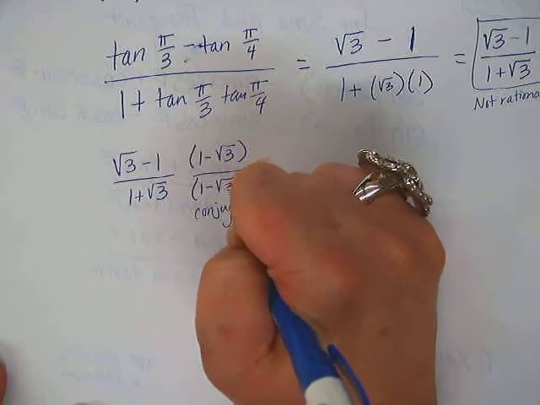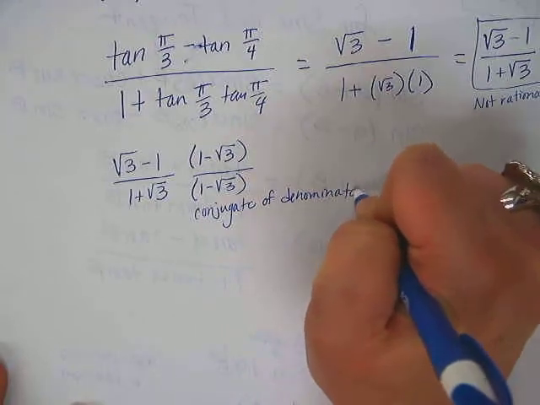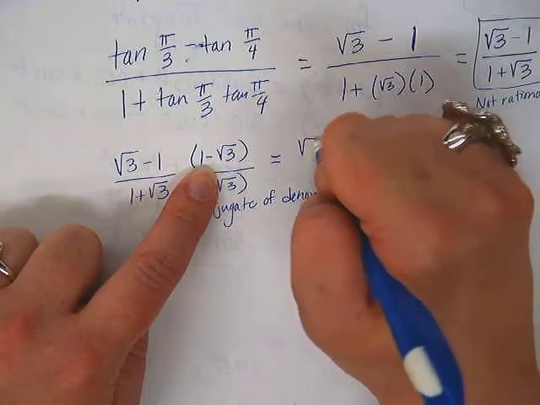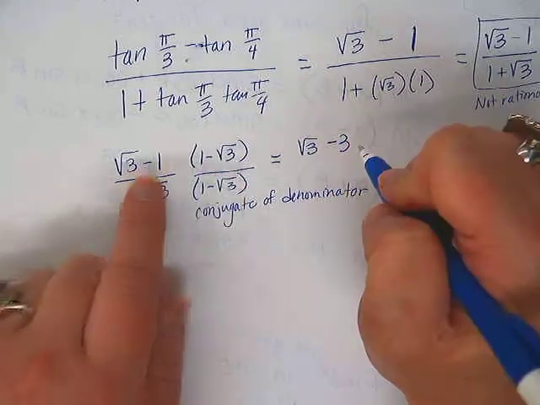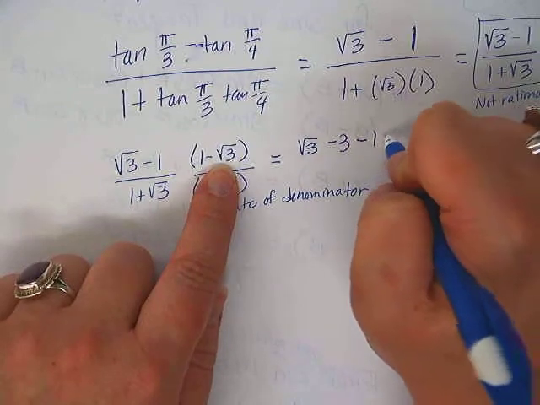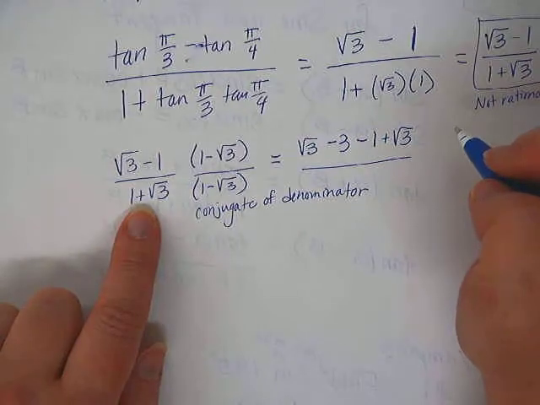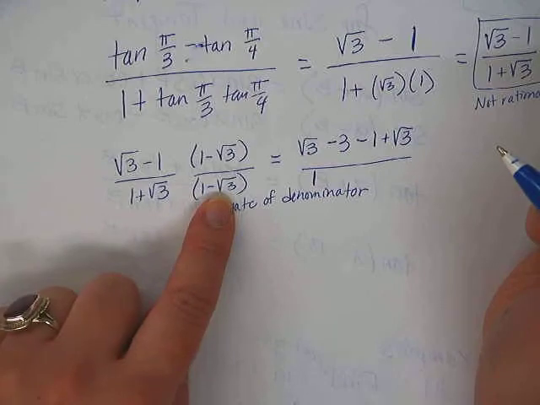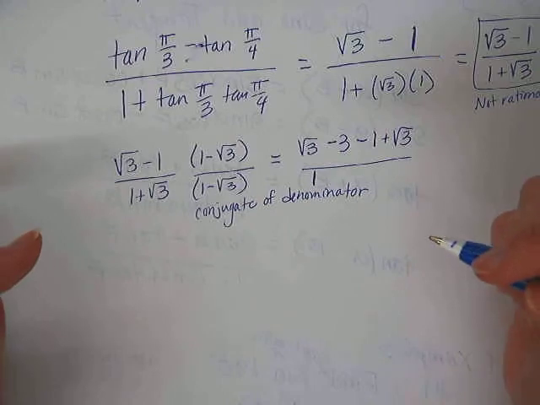Times by the conjugate. So the conjugate of the denominator. So should I write that down? Conjugate of denominator. So that gives us square root of 3 times 1. Square root of 3 times negative square root of 3 is negative 3. Negative 1 times 1 is negative 1. And negative 1 times negative square root of 3 is positive square root of 3. So there's the numerator. Denominator, we'd go 1 times 1 is 1.